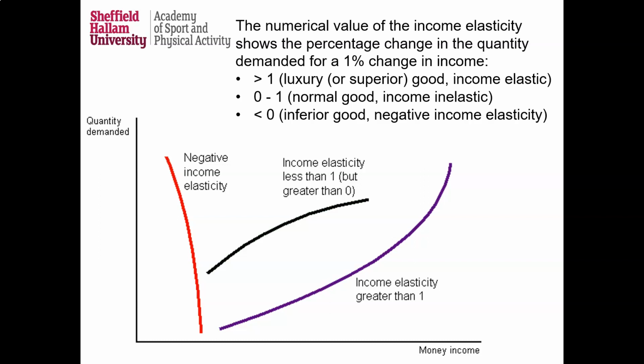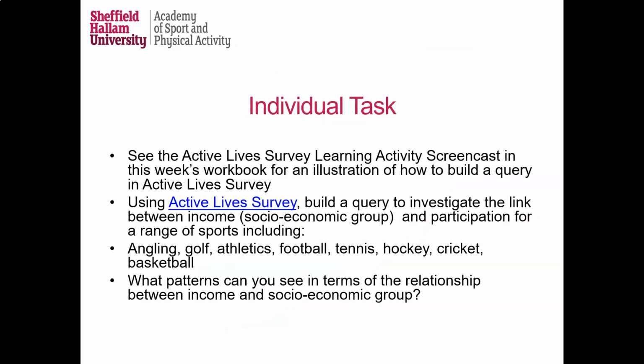And there is evidence that, for example, football tickets have a high level of income elasticity, which is that demand for football tickets increases as incomes rise. Okay, so that is the theory.